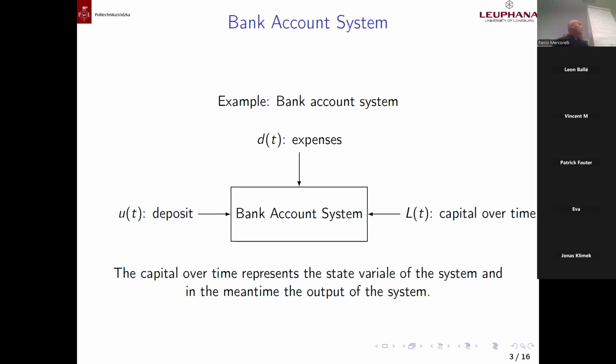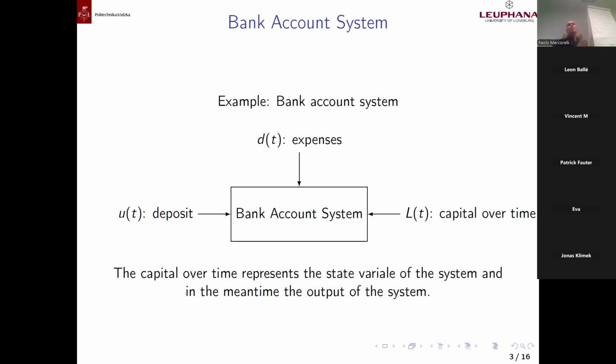U of t is an input. I put money in the bank. L of t is the variable, which increase or decrease over time, depending on the bank account system dynamics, depending on the deposit, depends on the expenses. This arrow in this direction is just a convention. I will clarify a little bit later what I intend.